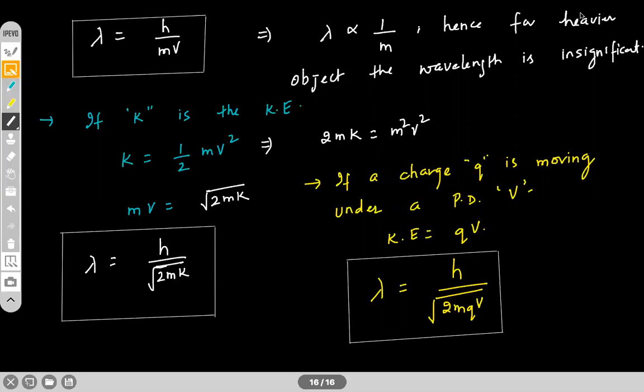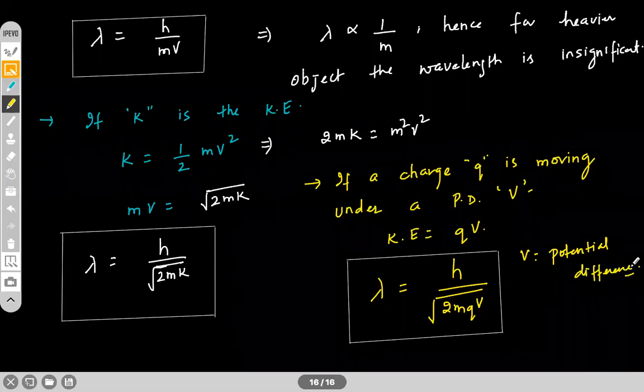Sir, how did you get the kinetic energy? This you will study in electrostatics. Kinetic energy of a charge you will study in electrostatics. You can take this as a formula now. In 12th grade you will study electrostatics in physics, and there you can understand this. But for now you can consider this as a formula. Kinetic energy of charge Q under potential difference V is QV.